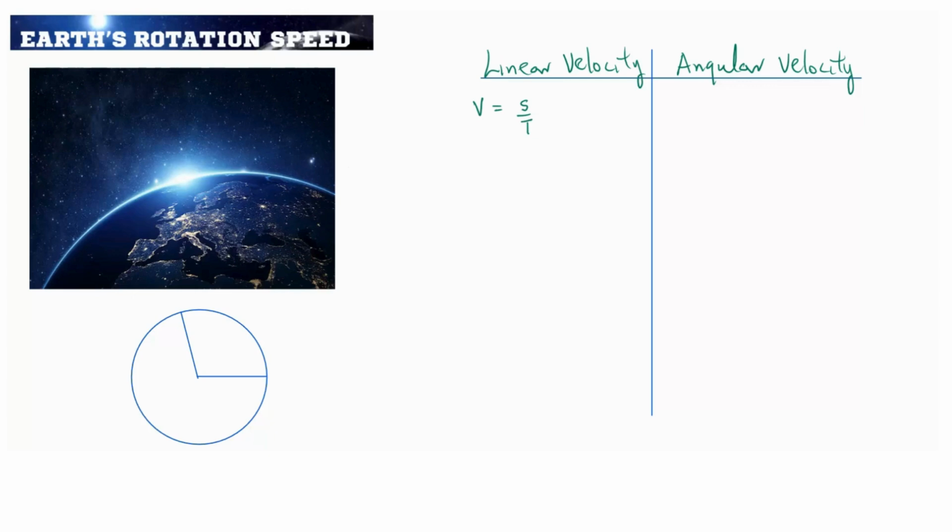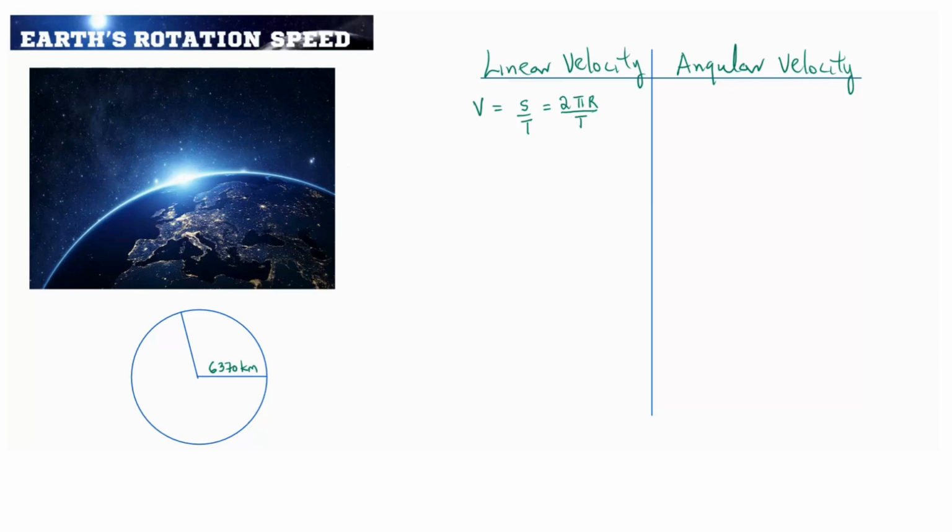Here the displacement would be the distance covered, right? And the distance around the circle here would be 2 pi r. So we can write 2 pi r over the time t. Now it's important to note that r here is the radius of the Earth, and the radius of the Earth is 6,370 kilometers. We take that as 6,370.